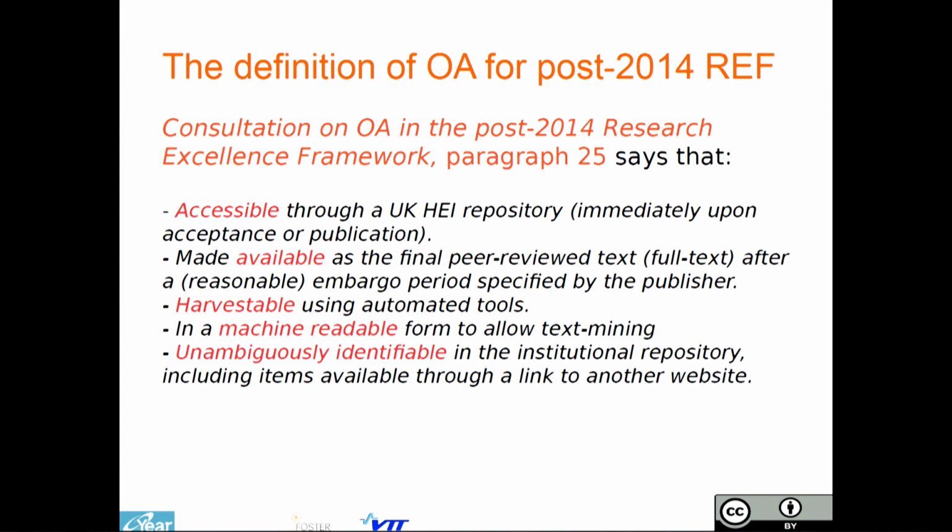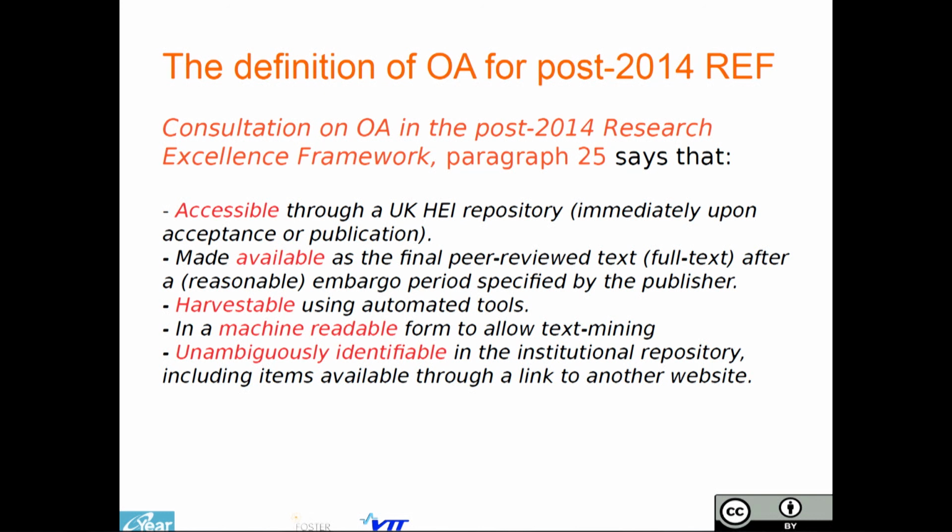Now, the definition for open access for the post-2014 REF is that the information needs to be accessible through a UK repository. And it needs to be made available as a final peer-reviewed text, and it needs to be harvestable by automated tools in a machine-readable form and unambiguously identifiable. And the reason that I've added this slide is because this includes everything that I wish every funder's policy would say. The fact that it's accessible, the fact that it's available, the fact that it's harvestable, the fact that it's machine readable, the fact that the information is out there, and it's unambiguously identifiable.